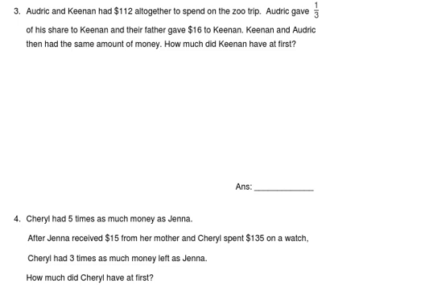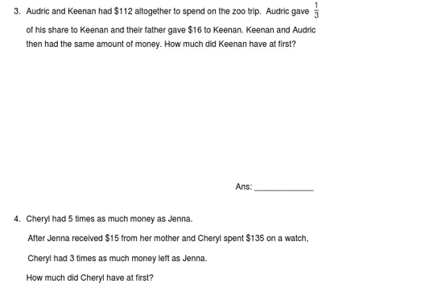Okay? Right? So, Audrey and Keenan had $112 altogether to spend on the zoo trip. Audrey gave 1/3 of his share to Keenan, and their father gave $16 to Keenan. Keenan and Audrey then had the same amount of money. Okay, let's look at it. I'm going to draw a model for this.